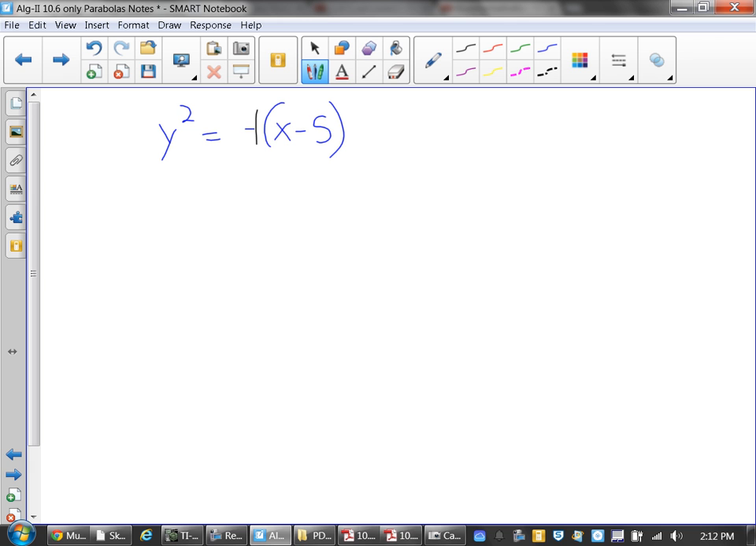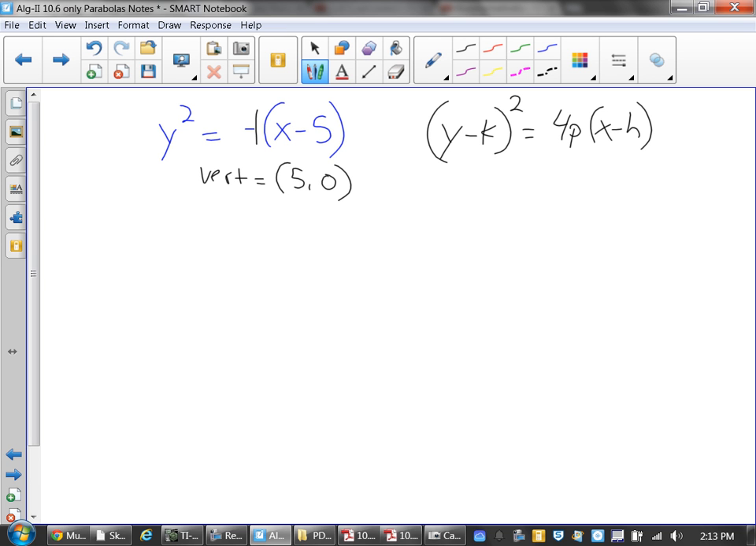First thing, is this an x squared or a y squared parabola? Y squared. So I'm going to write down the formula for a generic y squared: y minus k, quantity squared, equals 4p times x minus h. Hopefully you guys were doing that yesterday with just y squared equals 4px and working off of that. Now, from this information, I can take out my h and k. What's my h value? 5. What's my k value? 0. Good. So my vertex then is at 5 and 0.